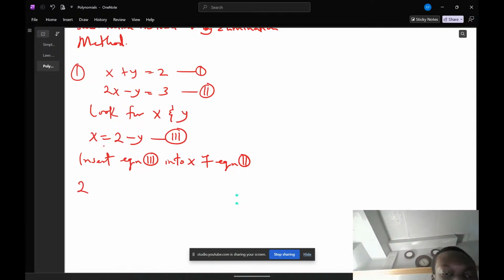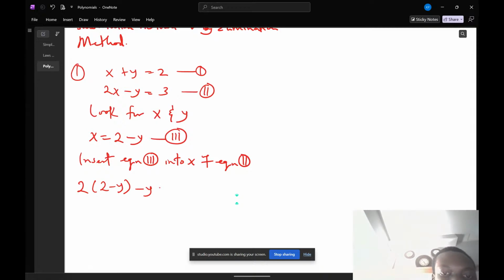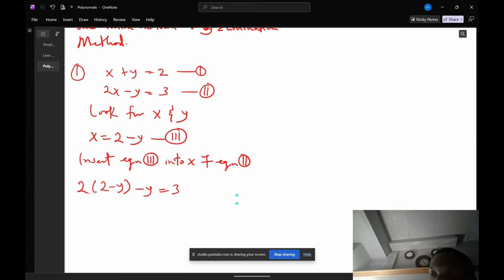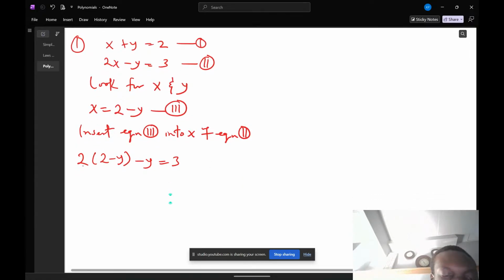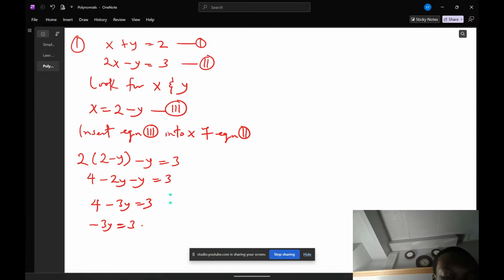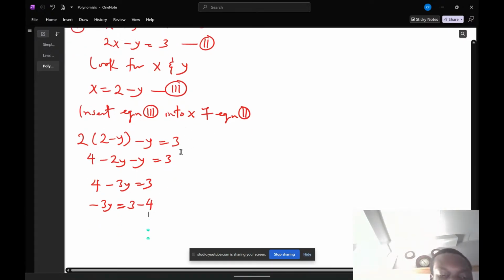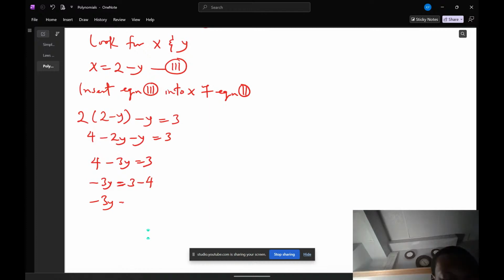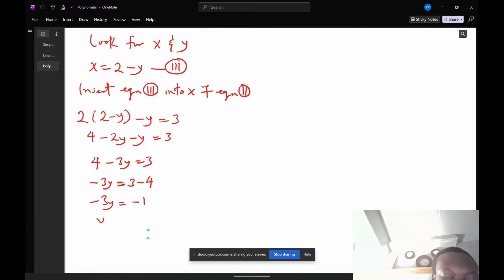So x represents 2 minus y now. That will be 2 into 2 minus y equals 3. Let's use 2 to open this bracket. 2 times 2 is 4. 2 times minus y is minus 2y. Minus y equals 3. Okay, 4 minus 2y minus y is minus 3y equals 3. Minus 3y equals 3 minus 4. So minus 3y equals minus 1. y equals 1 over 3.